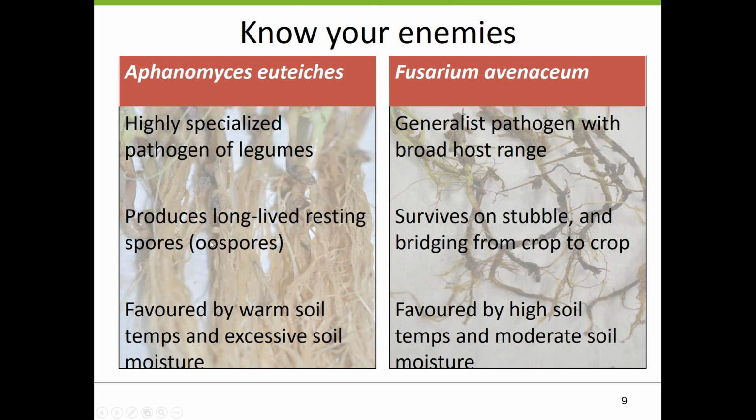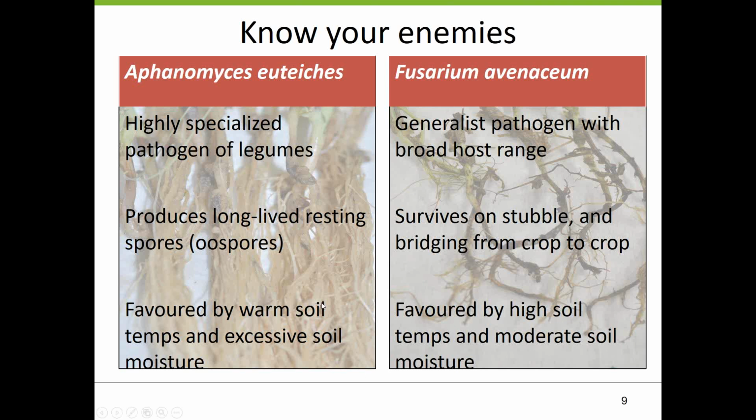Aphanomyces produces these long-lived resting spores that are called oospores. It's how it survives in the soil, whereas Fusarium doesn't produce a long-lived resting spore, and it can survive on stubble and bridging from crop to crop because it has that broad host range. However, it seems that peas and lentils are its preferred host, so it causes the most damage on those, and you might just get very slight infection in some of your other rotational crops.